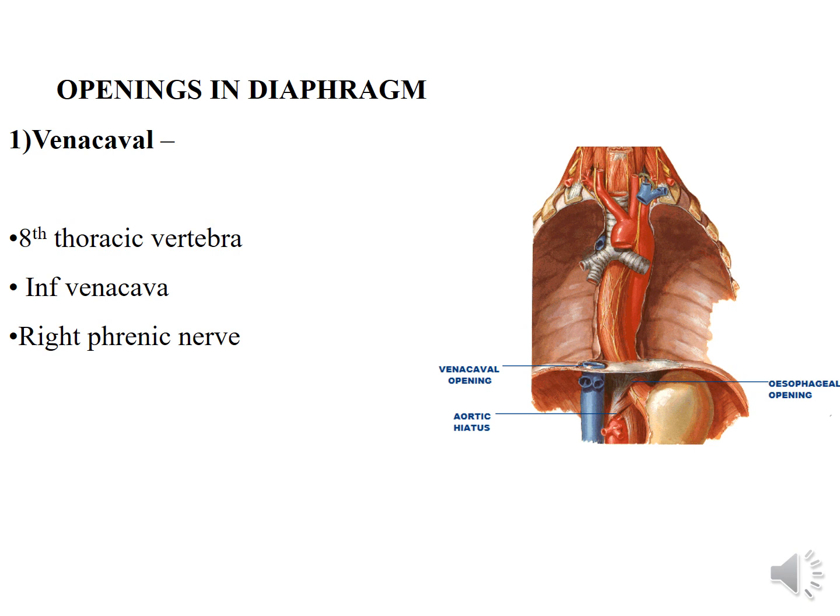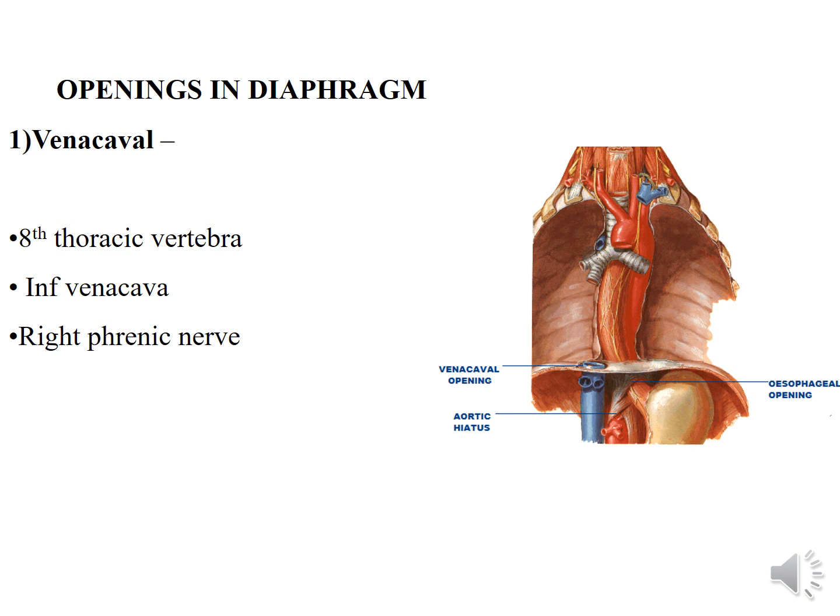Openings in diaphragm are either major openings, and we also have certain small openings. Major openings, there are 3 in number. Number 1 is the vena cava opening, which lies at the level of the 8th thoracic vertebra.